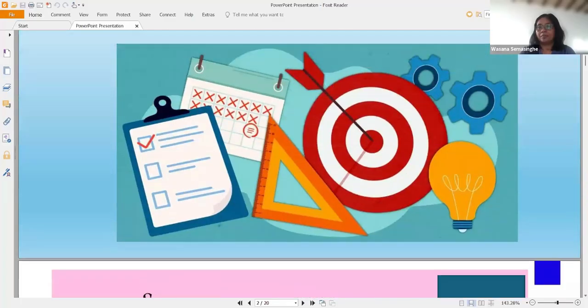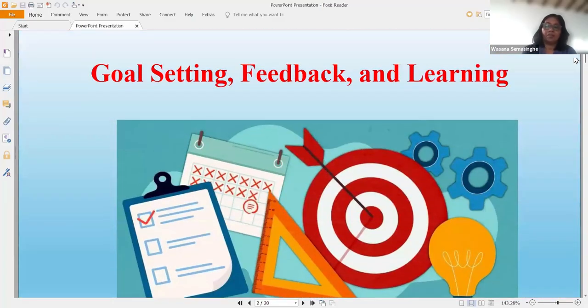So when you think of this topic, goal setting, feedback, and learning, what comes to your mind? Goal setting. Write whatever comes to your mind. Okay. Feedback. Write the word feedback and write whatever comes to your mind. And learning also. Write whatever comes to your mind. Take 1 minute and do this.